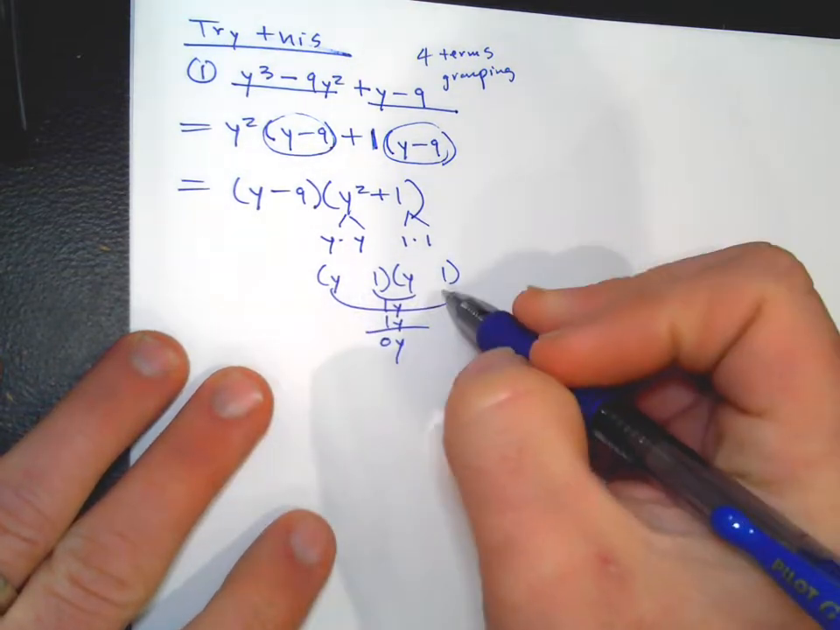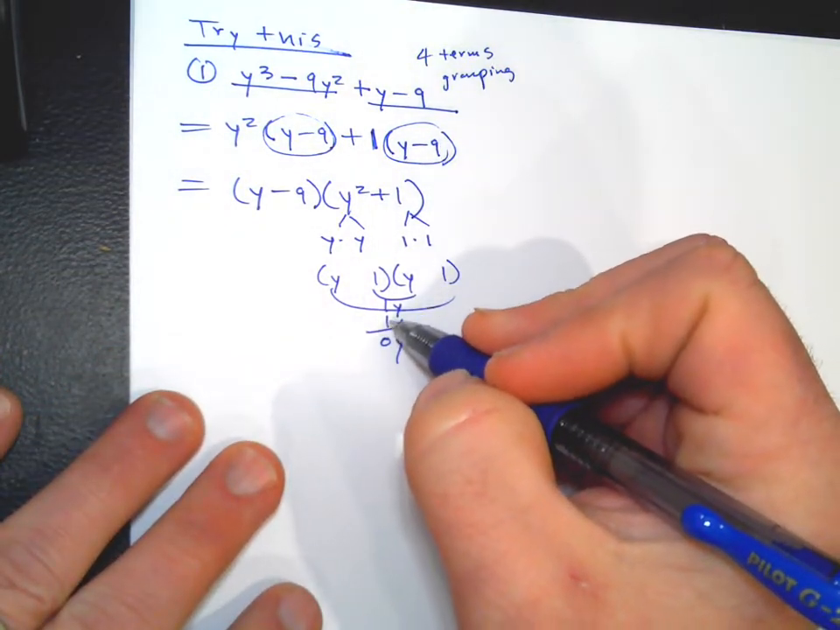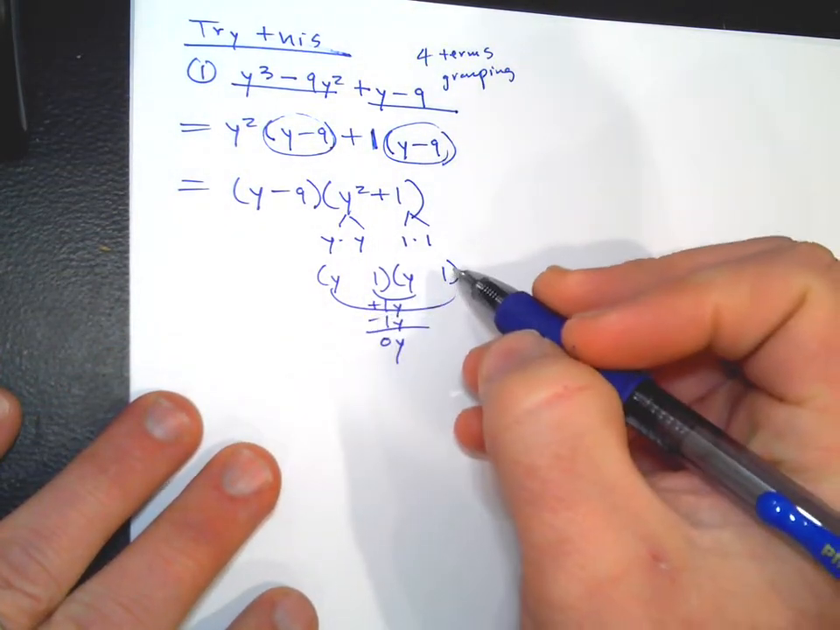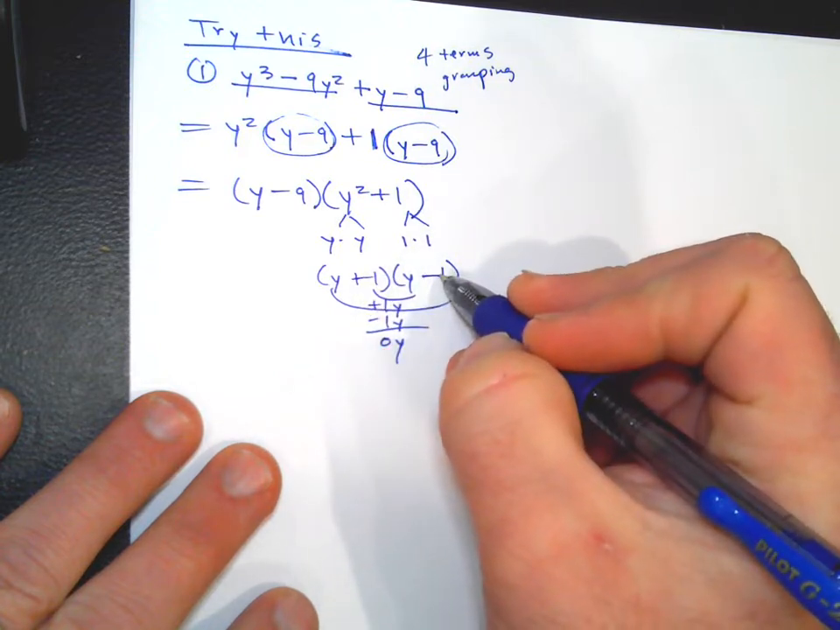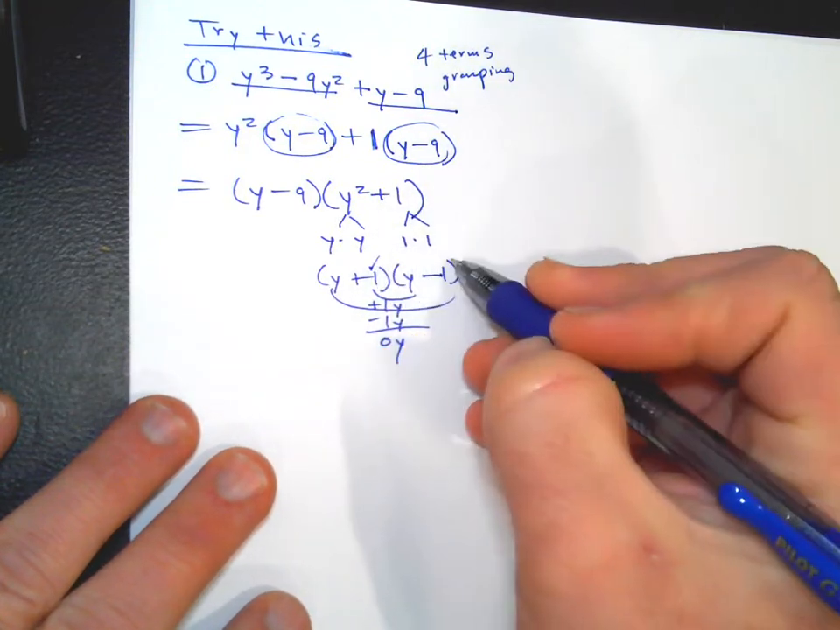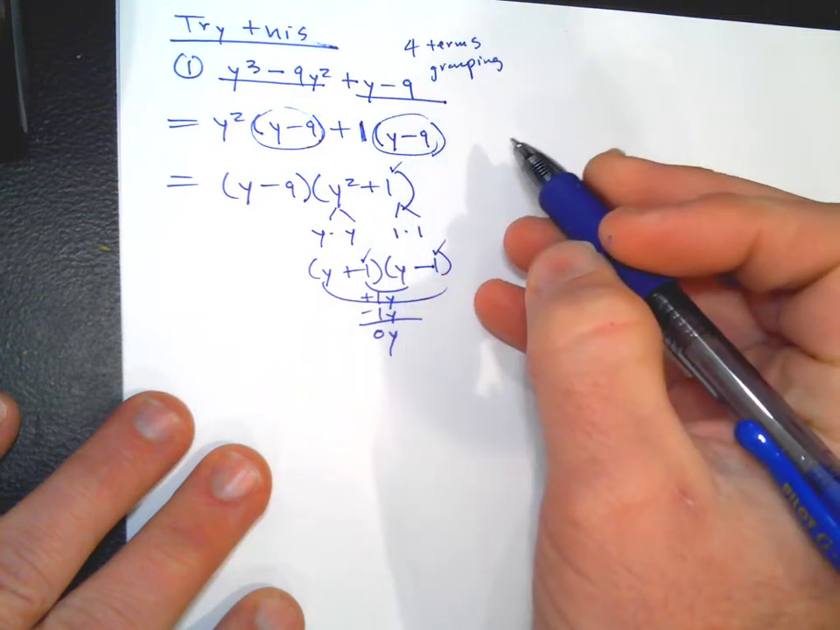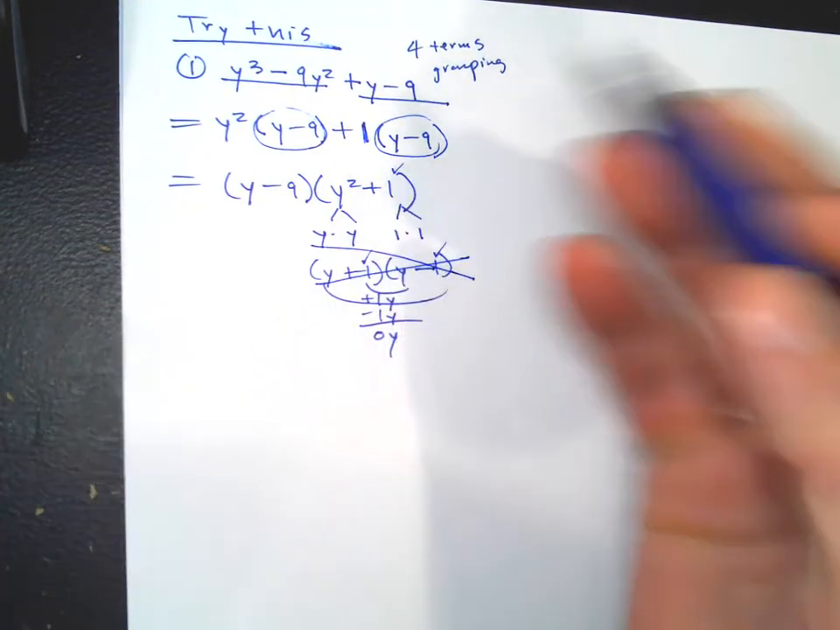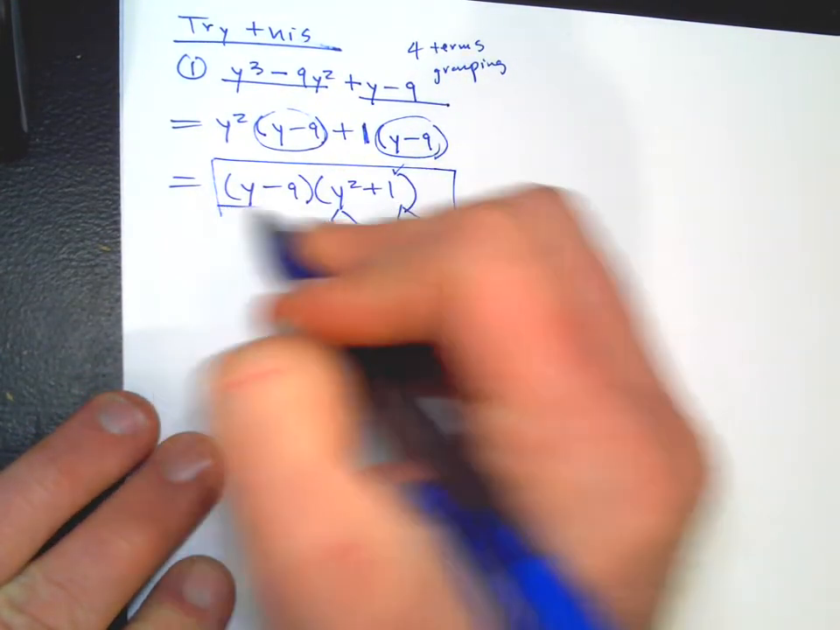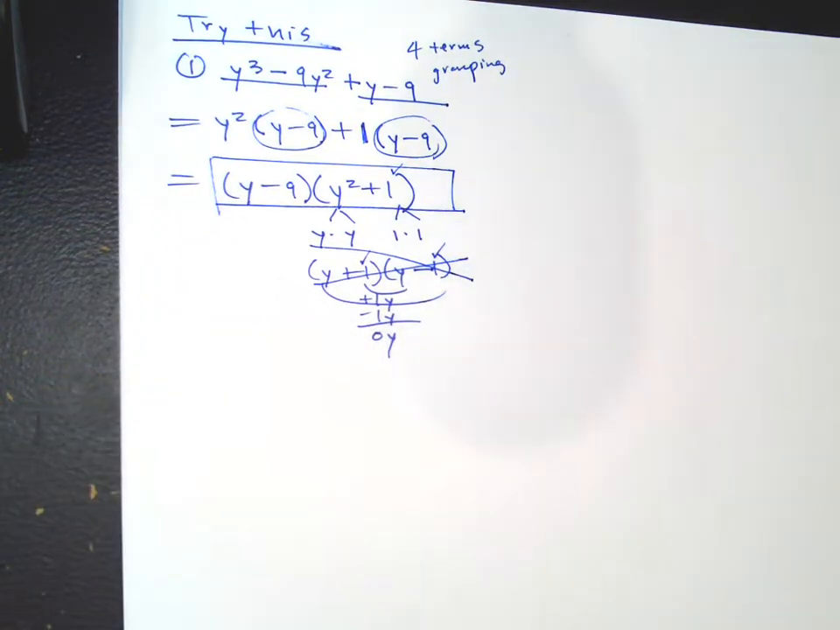Because if you look at this, there's no way to get it. You can say, oh, one's plus, one's minus. Okay, but -1 times +1 doesn't give you +1. So we're done. This is it. As far as we can go. Okay.